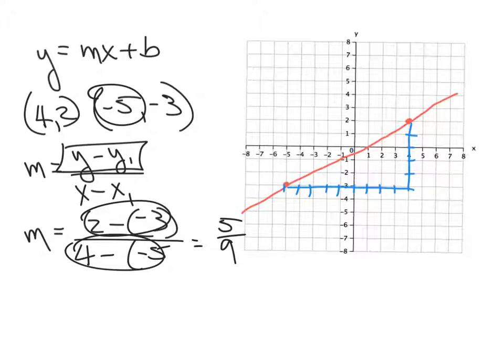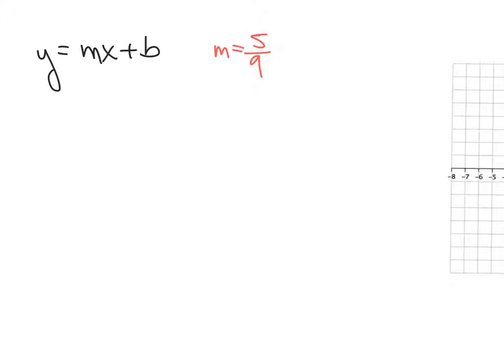Alright, so let's go ahead and put that slope up here. Save it, because we're going to need it. And let's go ahead and get rid of everything else that I don't need. Alright, so originally I had, well, let me put my 2 points up here. Those are important to have. So I've got (4, 2) and (-5, -3).